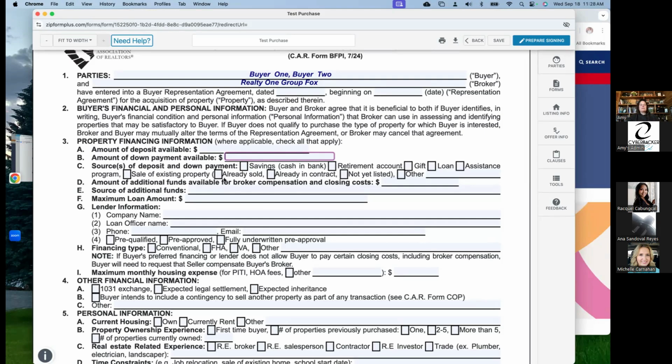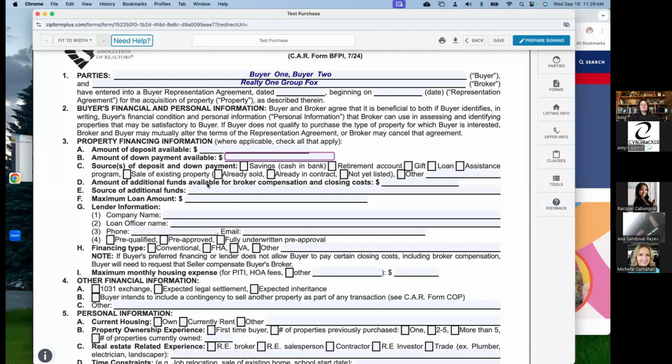Sources of down payment and deposit. Is it cash in the bank? Is it a retirement account, gift, loan, assistance program, sale of existing property? Is it already sold, already in contract, not yet listed? What great questions. If they're like, sale of an existing home, oh yeah, it's not listed yet. Perfect. Where is it? Well, it's around the corner. Are you talking with an agent to list that house? No, we haven't done that yet. Oh my gosh, I can handle that as well. Right now we just picked up 2 transactions for the price of 1.